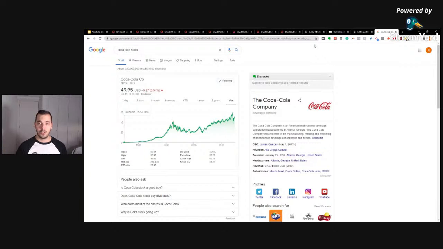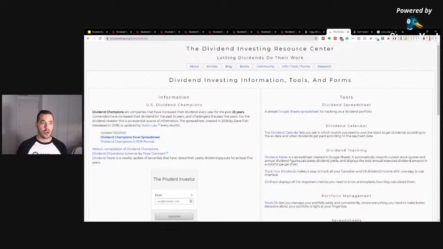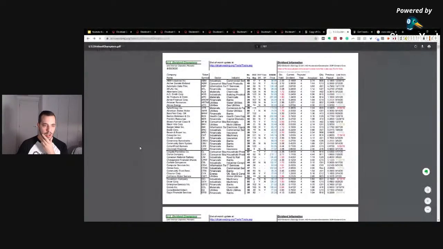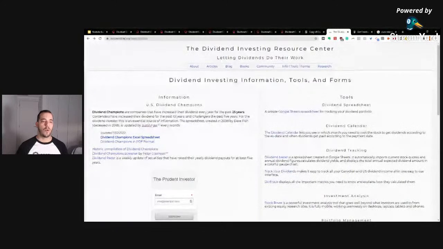And basically what I tell them to do is go to the dripinvesting.org website, okay? Don't be fooled by the look of this website. It looks kind of old, but over here, basically you get the Dividend Champions Excel spreadsheet, okay? This is a great starting point because there's a guy, what's his name? I think Justin Law. Justin Law, right? Here we go.